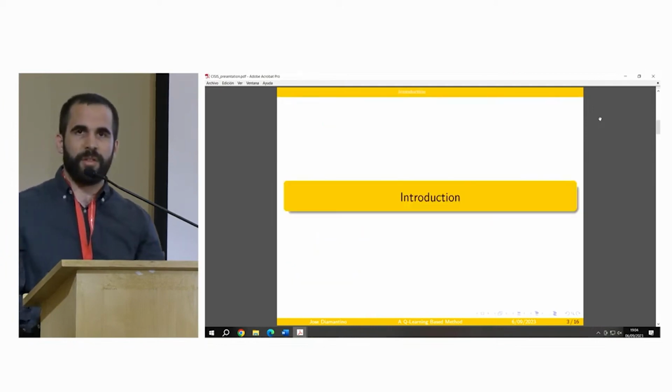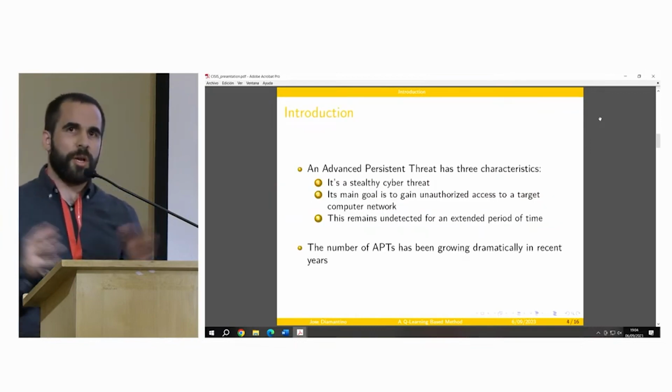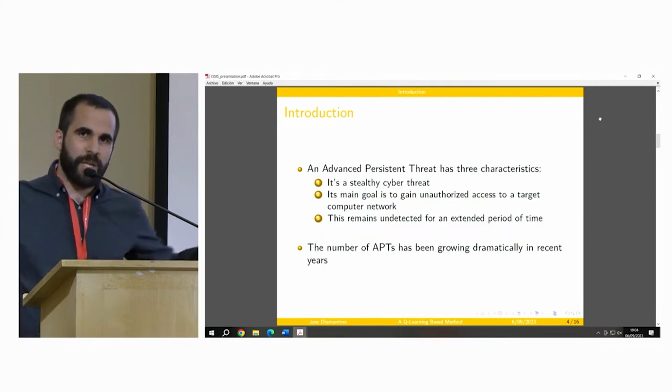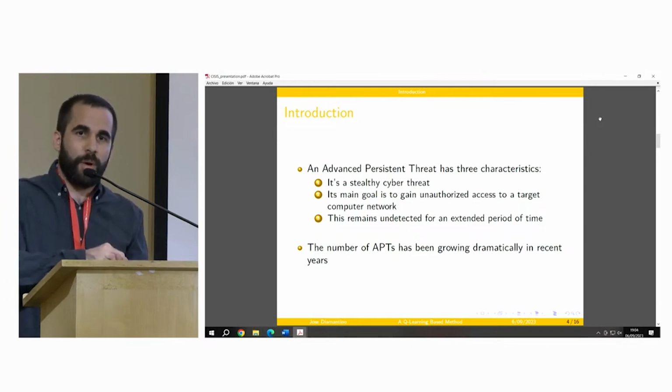I'll start with a brief introduction. First of all, what's an advanced persistent threat? An advanced persistent threat is a type of very stealthy malware directed against one target. In other words, it doesn't seek to spread to as many devices as possible. It seeks to infect one target.